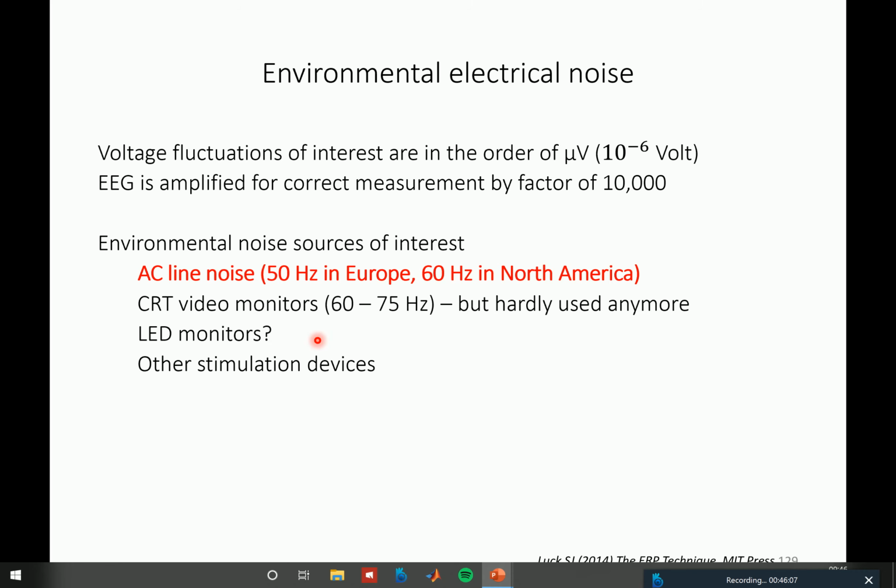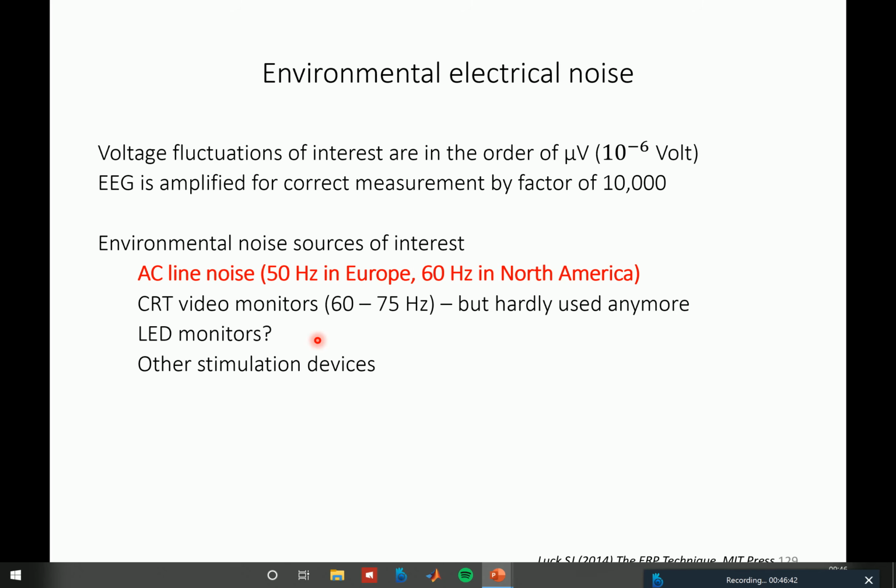Other sources of noise are, of course, CRT video monitors. These are the old video monitors from the 80s, or even 90s, that hardly anyone uses anymore. LED monitors, it's not really clear what they do, whether they do much. I think I saw one paper that looked into the effects of LED monitors on EEG quality. And of course, you might also have other stimulation devices. For example, in somatosensory stimulation, you might have an electrical stimulus, and this electrical stimulus might also induce an artifact in the EEG recording.